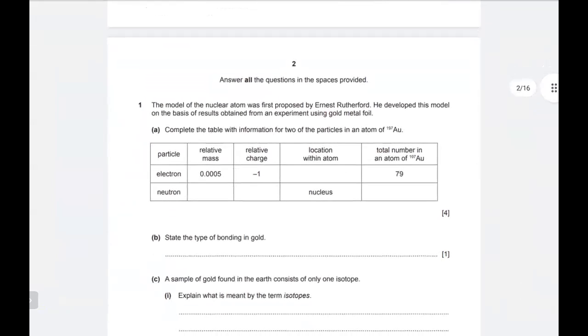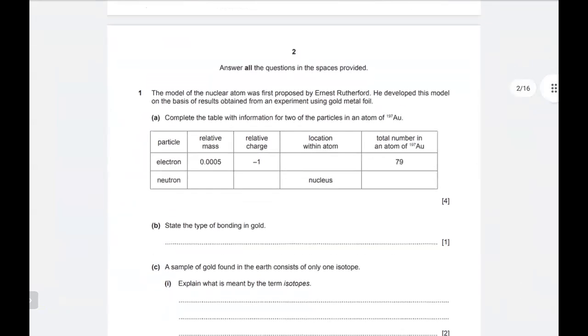First one, answer all the questions in the spaces provided. The model of the nuclear atom was first proposed by Ernest Rutherford. He developed this model on the basis of results obtained from an experiment using gold metal foil. You know, Geiger and Marsden worked under Rutherford for this experiment. That was their very first theory introduced, the nucleus.